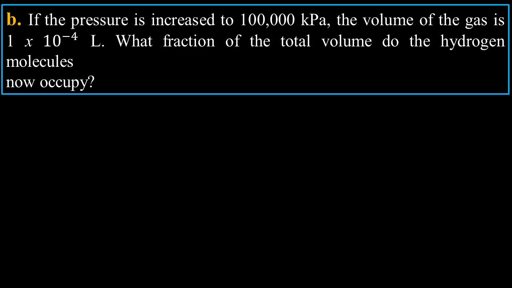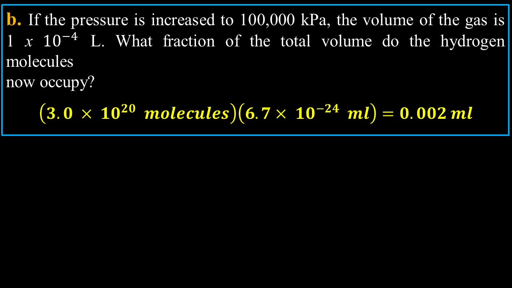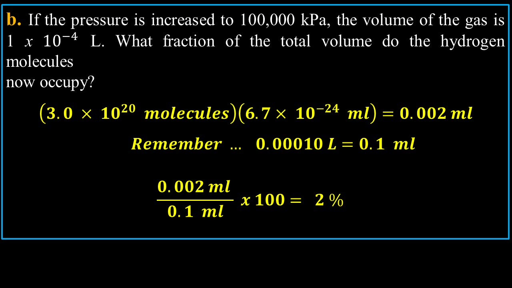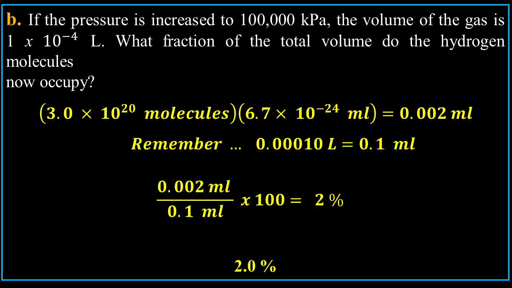So the next problem is if the pressure is increased to 100,000 kilopascals, the volume of the gas is 1 times 10 to the negative fourth liters. What fraction of the total volume do the hydrogen molecules now occupy? So it's the same idea as part A. You're finding the total volume, 0.002 milliliters, and then you are converting the 1 times 10 to the negative fourth liters into milliliters, which is 0.1 milliliter, and so it's going to be a smaller volume, and it's going to end up to be 2%. So that is the percent of volume that is taken up by the gas. So you see that the gas is pretty spread out.